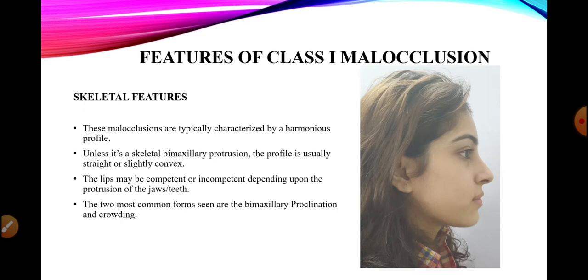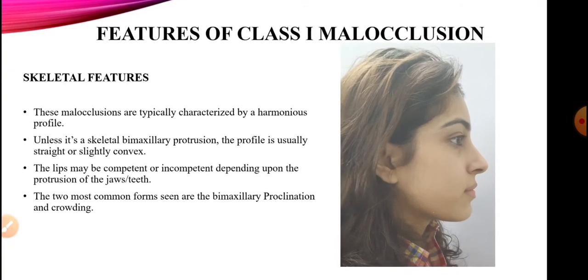Now we'll be discussing the features of class 1 malocclusion, in which first we will be discussing the skeletal features and then I'll be talking about the dental features. Usually in class 1 malocclusion, the patient presents with a well-balanced, harmonious face, and usually a straight facial profile is seen with competent or incompetent lips. The lips may be competent or incompetent depending upon the amount of proclination that is present in class 1 malocclusion.